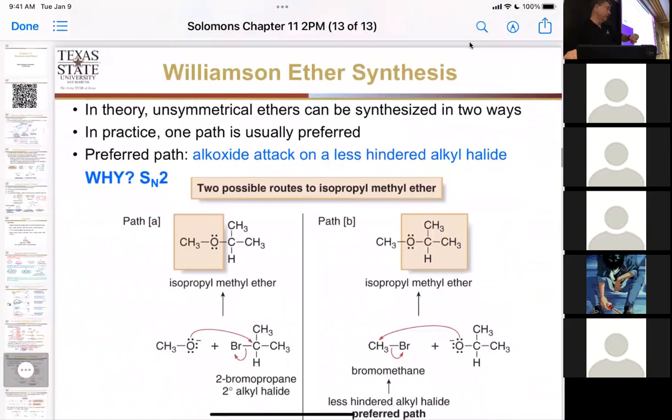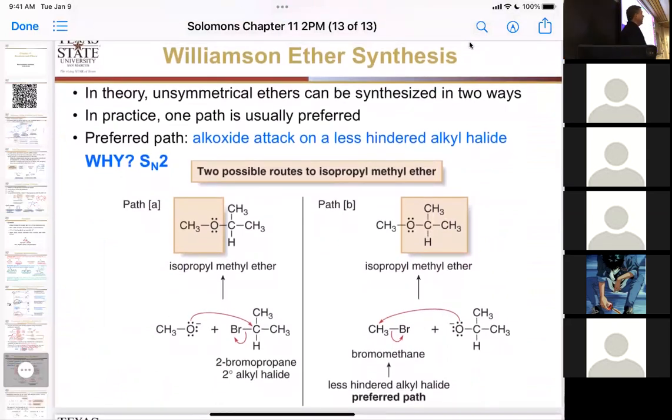All right, I'm going to finish with this one because I don't want to go too far ahead of the other class. There's actually a right way and a wrong way to do the Williamson ether synthesis. What did I say was a requirement for the alkyl halide? It has to be primary, right? Remember, we have strong bases. Secondaries and tertiaries go by a different mechanism. They go by E2. So we can't use secondary or tertiary. We can only use primaries.